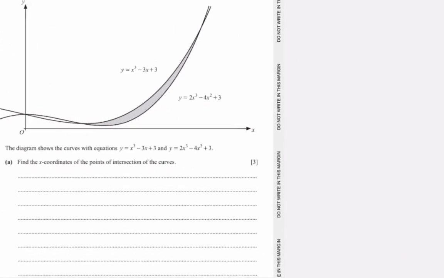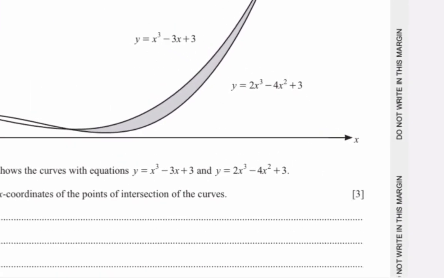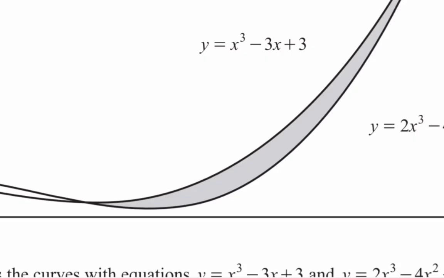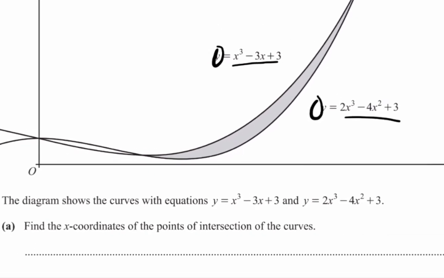Right, number 9, it says, given yet another funny looking diagram. It says the diagram shows the curves with equations y equals that and y equals that. It says find the x coordinates of the points of intersection, and as you know, to get coordinates of points of intersection, you just equate the two equations, because at that point we have the same y values, so you can say y is equal to y, so you just equate these two.